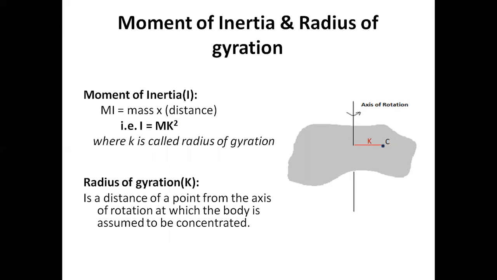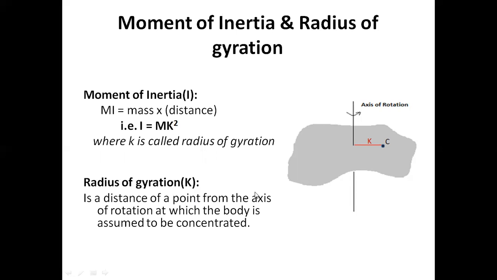So if we consider a rigid body which is having a mass capital M, and its entire mass is assumed to be concentrated at the center of mass, that is C, then the moment of inertia of the body which is rotating about this axis is given by I is equal to Mk square, where capital M is the total mass of the body and k is called the radius of gyration.